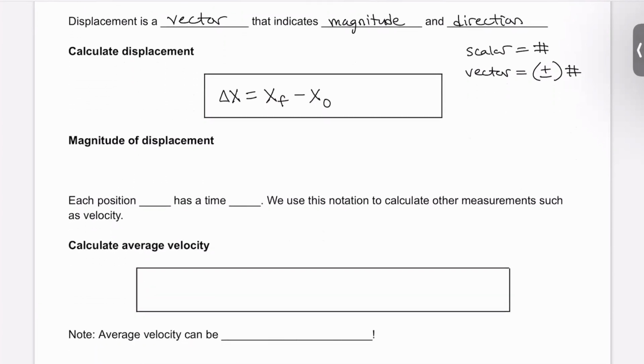So let's say we know how to calculate displacement. Now, how do you calculate the magnitude of the displacement? Maybe we don't care about the direction. That is going to be the absolute value of the displacement. So absolute value of change of x.